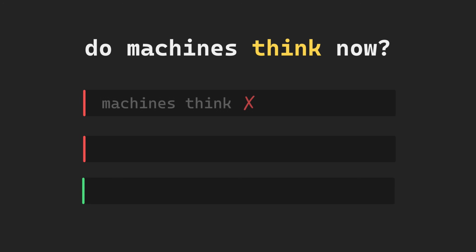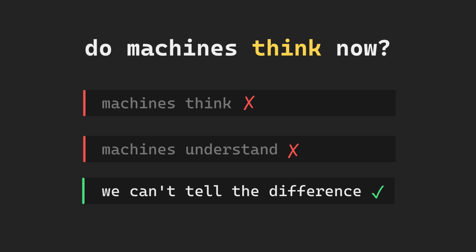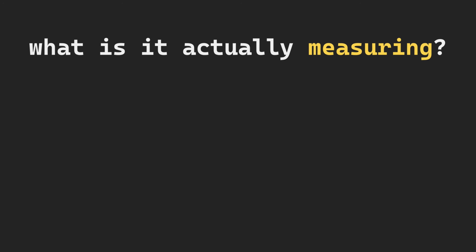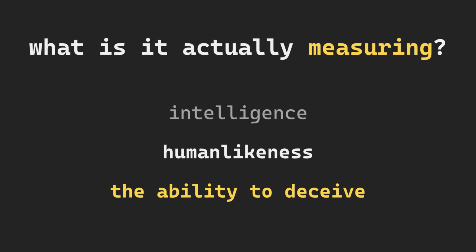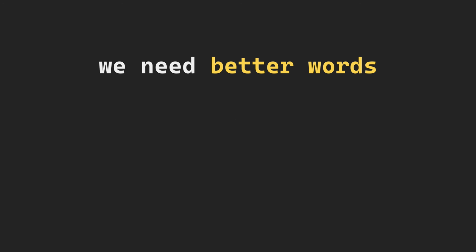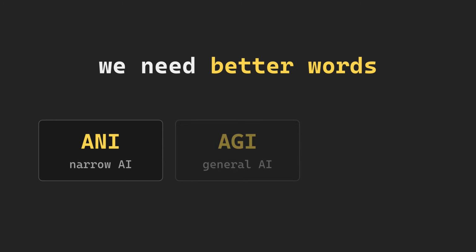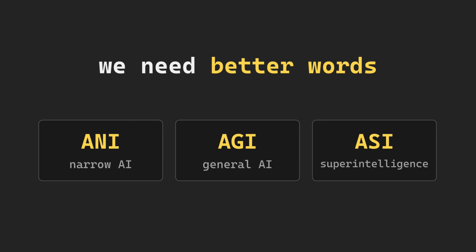So, do machines think now? Passing this test doesn't prove that. It proves we can't tell the difference, a different claim. And looking at how the judges decided, it may be measuring something narrower, not intelligence, maybe human likeness, or the ability to deceive. It's clear now that we need better words to describe AI than just plain AI or whether machines can think or not, which are narrow AI, general AI, and superintelligence. That's the next video in this series.